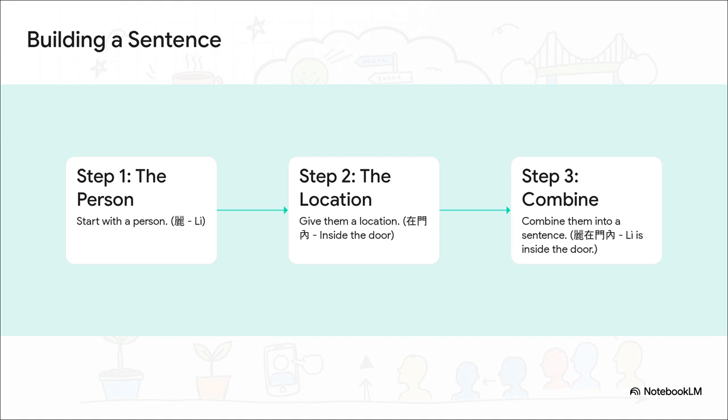And just like that, we can build a whole sentence. You take our person, Li, you give her a location, zai men ne. Shove them together, Li zai men ne. Li is inside the door. You just made a complete sentence.